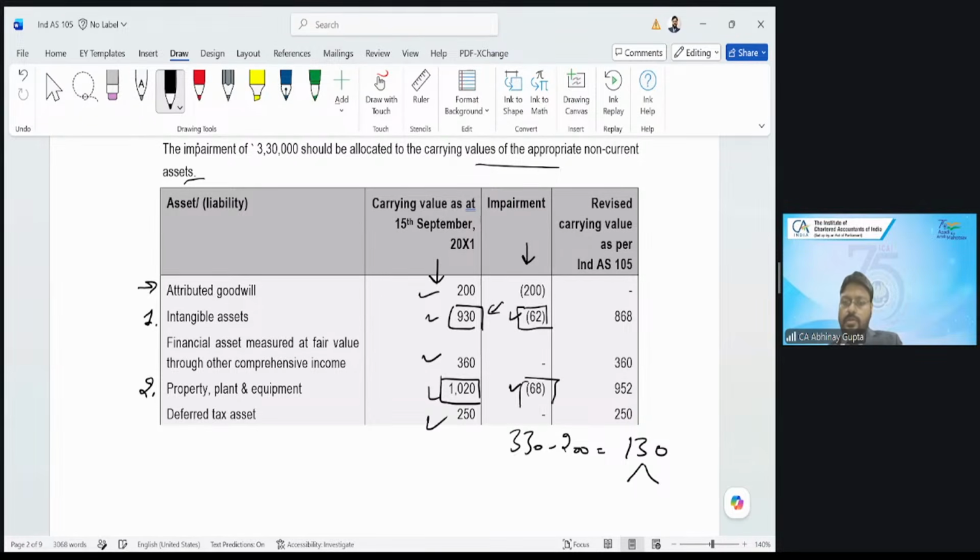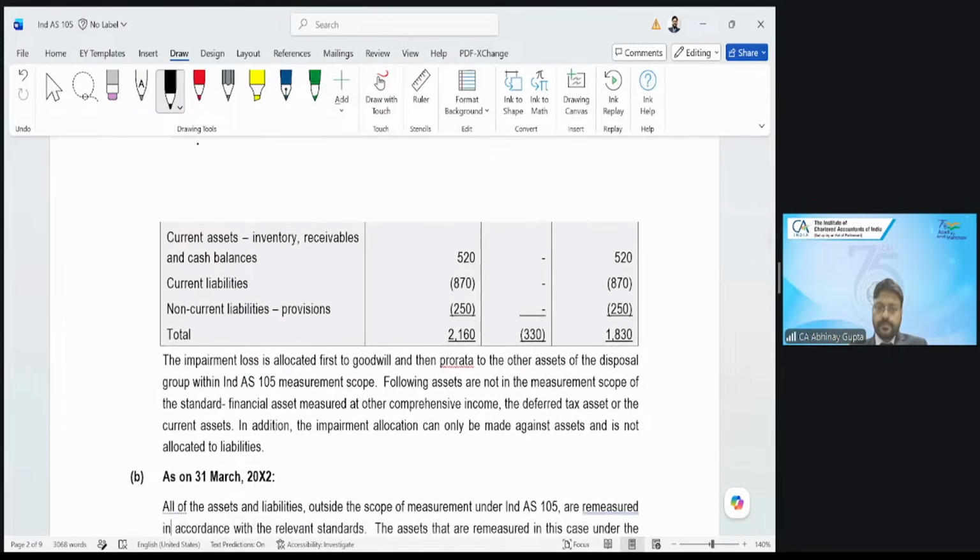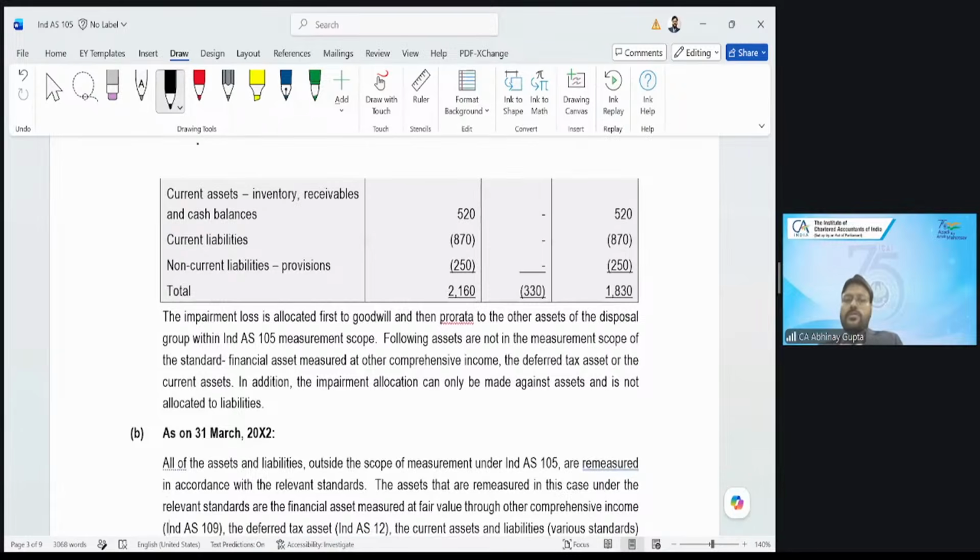And once these amounts are applied, we would compute the revised carrying amounts. So for goodwill, it will become nil, and for all these items, these would be the revised carrying amounts. So that was the ask one in the question. The impairment loss is always allocated first to goodwill, and that we have been reading since ages, right? So we shouldn't make a mistake in that anywhere.